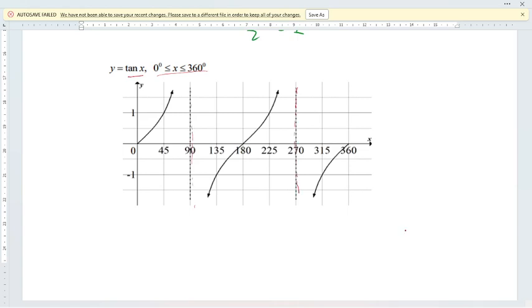And remember, the asymptotes are the lines that the graph will not touch or cross. Fine. Now from there, looking at this part, let me start by saying, the period of this graph is how much? 180 degrees again.